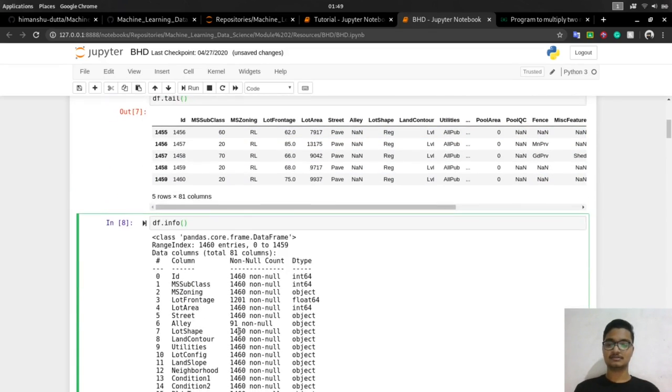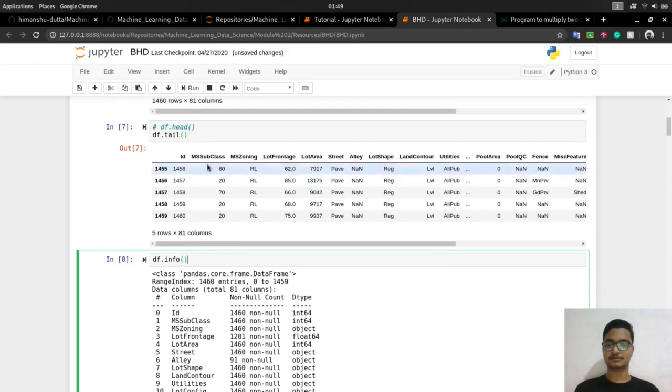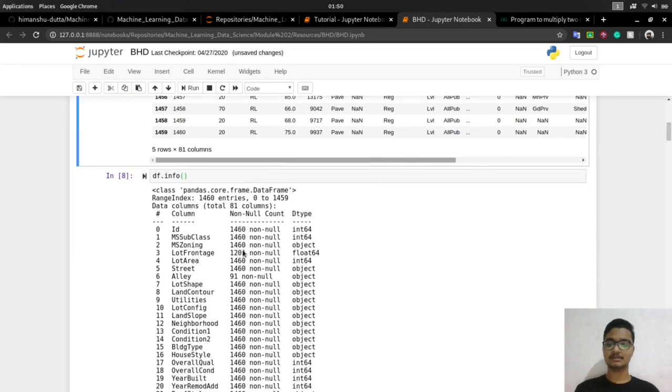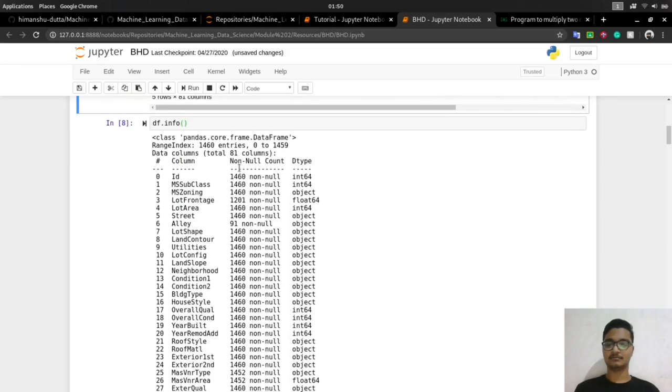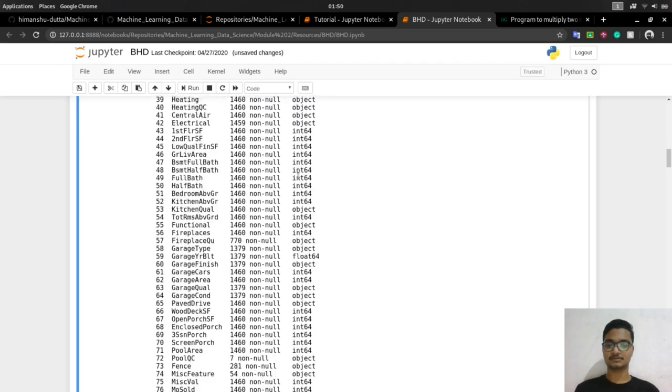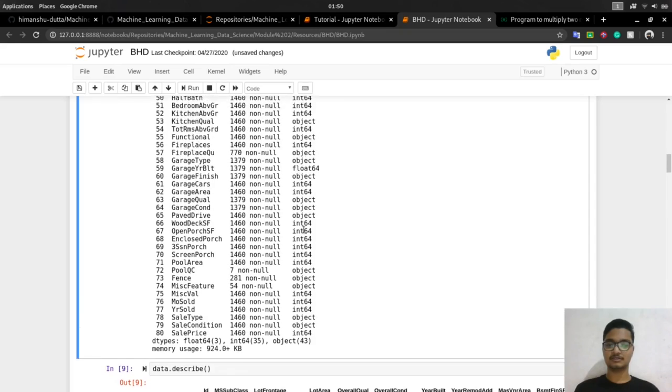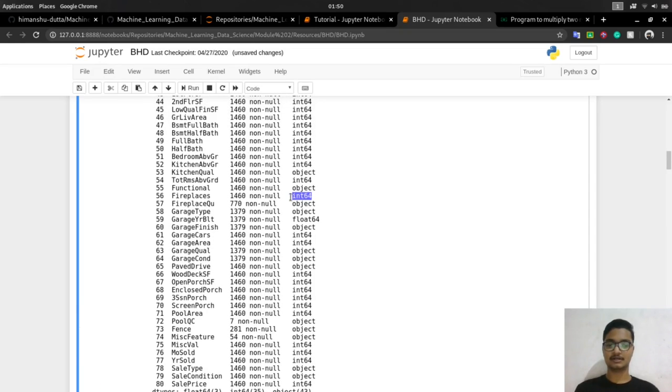Other than this, df.info will return information or metadata. If you are familiar with databases, it will return metadata about the table or the database. Metadata would include the columns, the number of values in those columns, whether they are null or not null, and what type of data it is. All this information is returned by df.info. This is needed because for each different type of data, for example, int has different functionality, and object may be a string, or a byte stream or something like that.